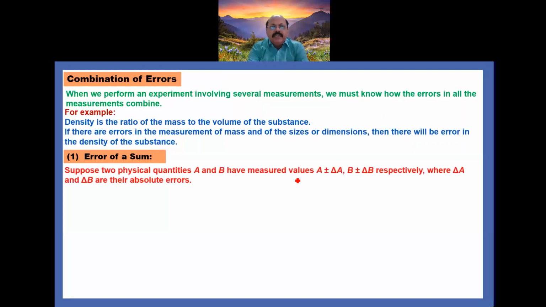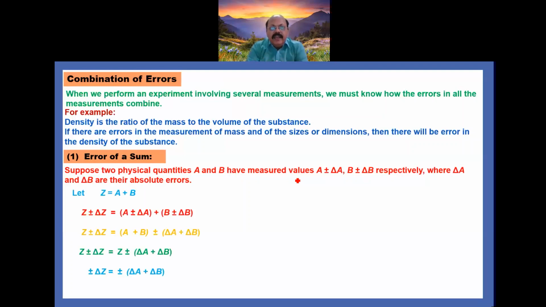For that purpose, we consider two physical quantities, say A and B, that have measured values A plus minus delta A, B plus minus delta B, respectively, where delta A and delta B are their absolute errors. So, when we perform the addition, then we say that the result Z equals A plus B. Now we write it in the form of measured value, that is Z plus minus delta Z equals A plus minus delta A plus B plus minus delta B.